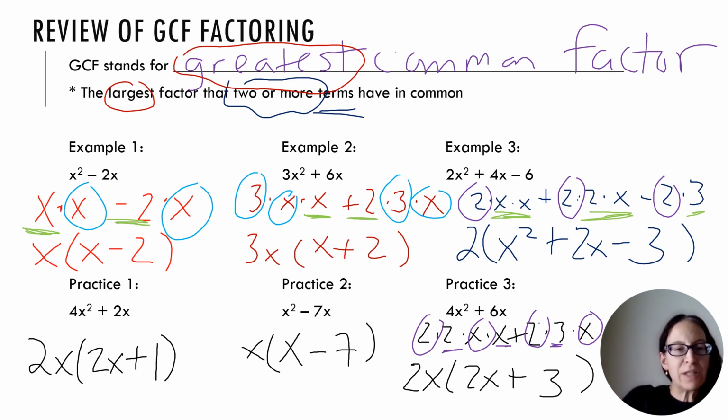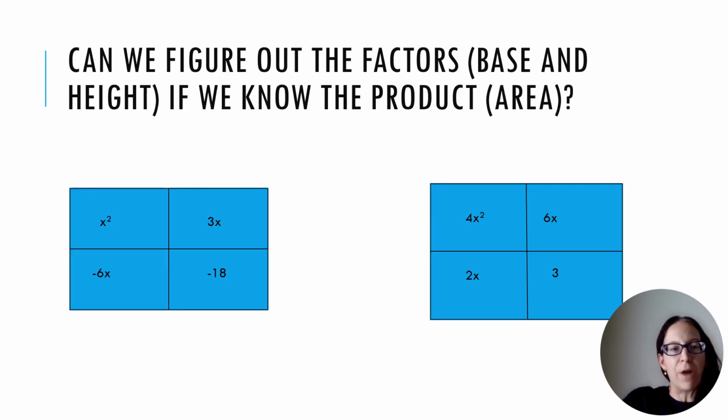All right, so let's bring it back to the area model. Can we figure out the factors? That would be the base and the height, or length and width, if you prefer to use those words, if we know the product, that is the area. Now, there's actually a couple ways you can reason this out. And the first ones are fairly simple because they'll look like this.